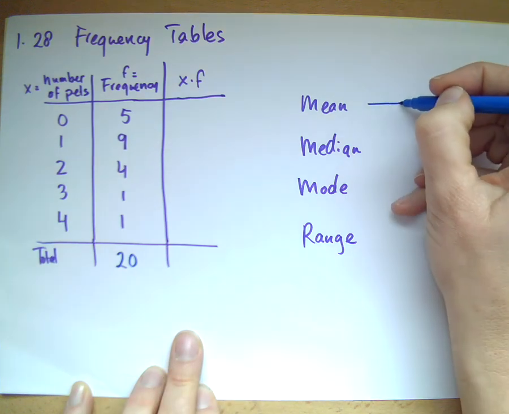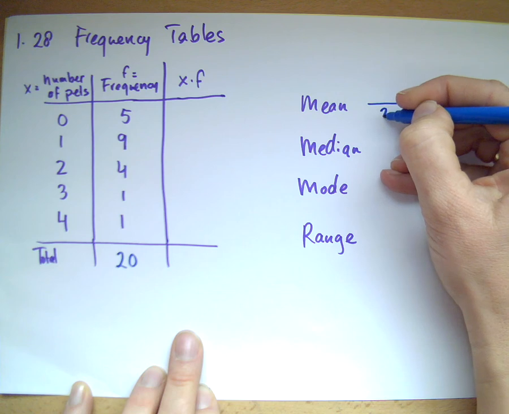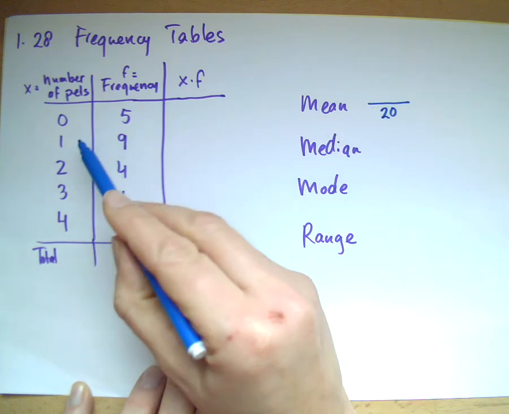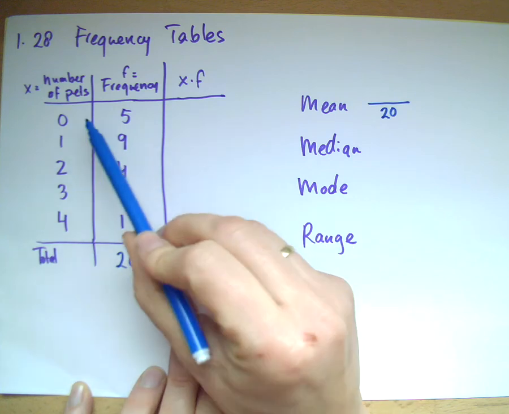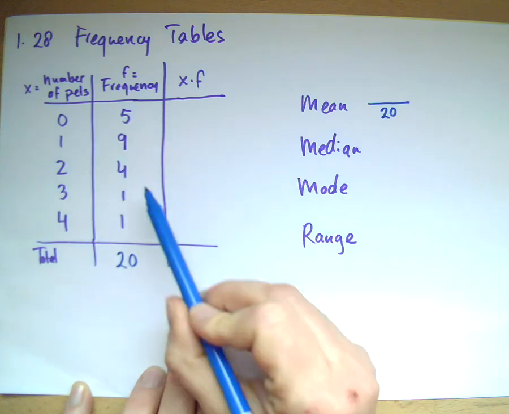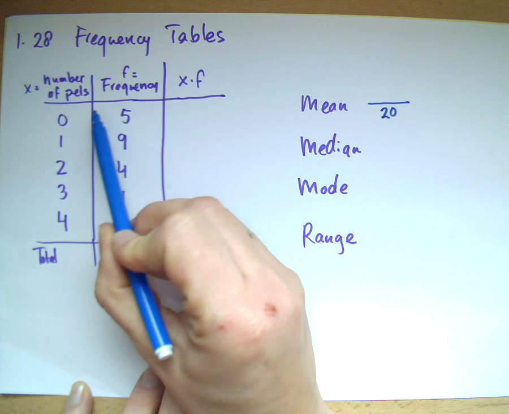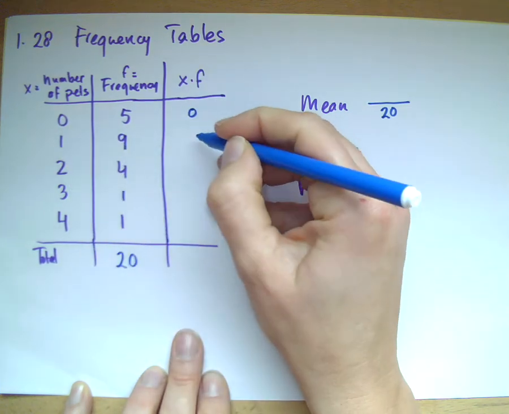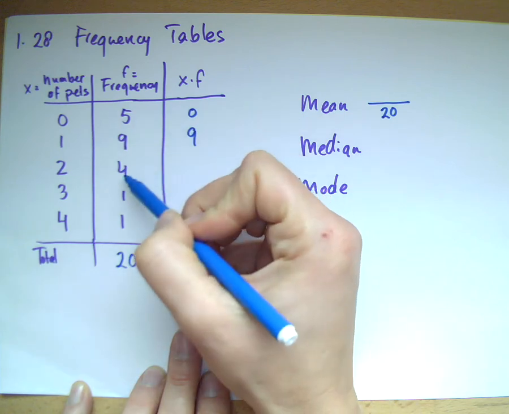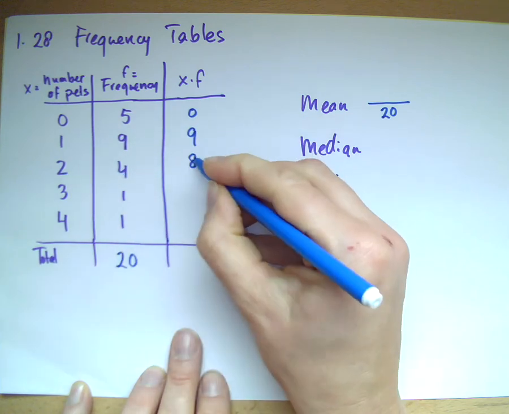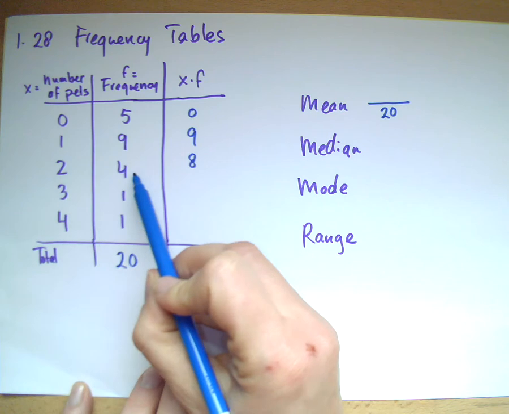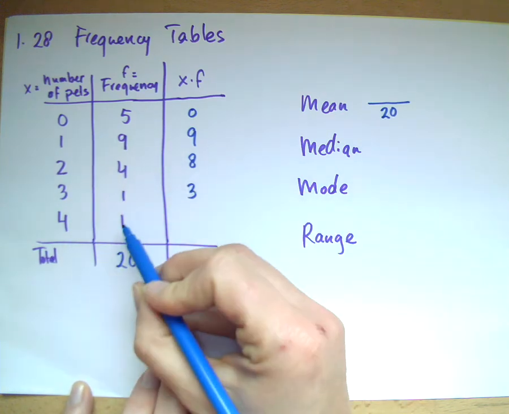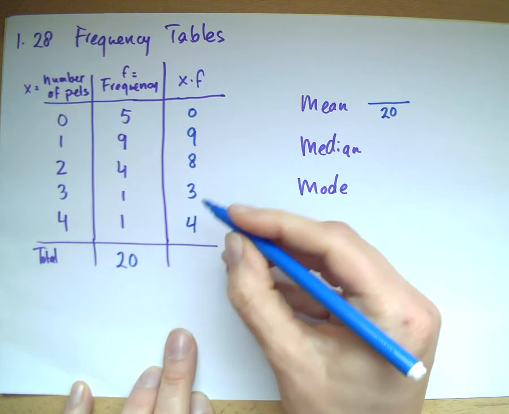That's the 20 people we asked. How many pets did they have all together? Well, for that we need to fill in this column. 5 times 0 pets, that's 0 pets, right? 9 times 1 pet would be 9 pets in total. 4 times 2 pets would be 8 pets in total that these 4 people owned together, right? 1 person had 3 pets, so that's another 3. 1 person had 4 pets, so another 4 pets.